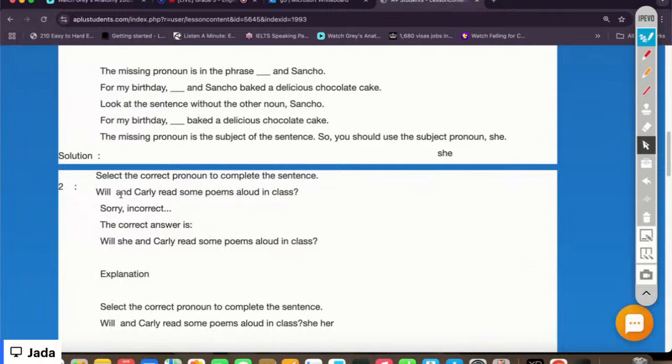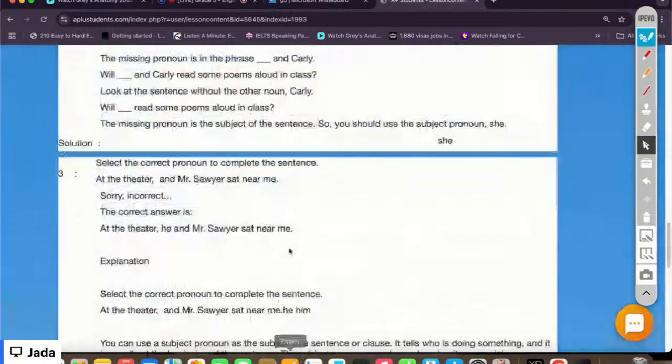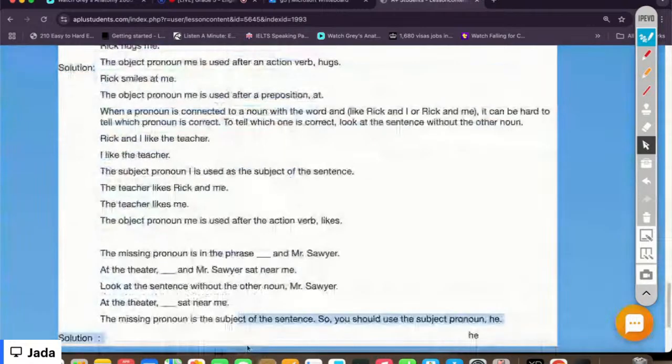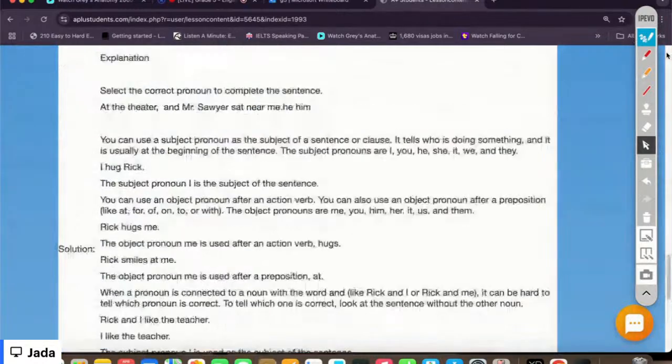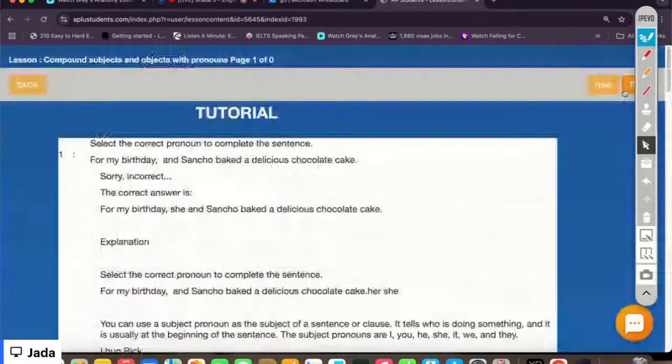Will dash and Kylie read some poems aloud in class? Select the correct pronoun. So what do we have? She as well. At the theater, dash and Mr. Sawyer sat near me. Okay, so what's the right pronoun here? He and Mr. Sawyer. Okay, so let's move to the test.